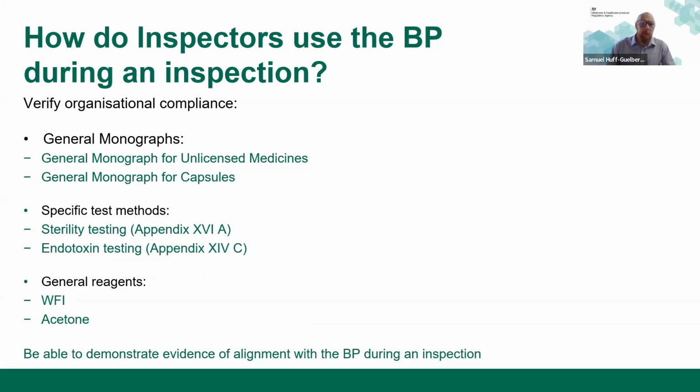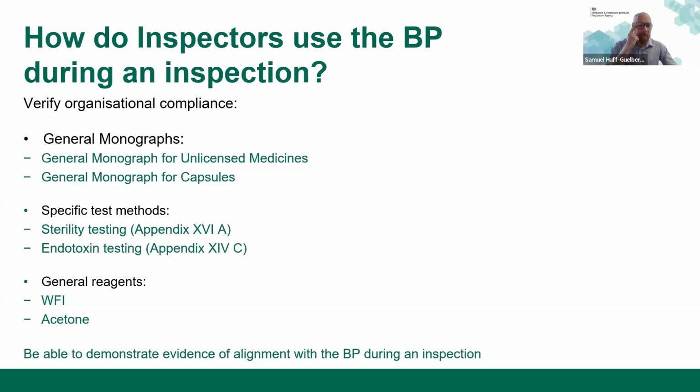So, how do inspectors use the BP during an inspection? The approach to the BP is the same as really any other area of inspection, and that really begins with the question, show me your compliance. The BP allows an inspector to verify organizational compliance in a number of areas throughout the PQS, or pharmaceutical quality system. A good place to start with this is with the general monographs, which can describe quite broadly the pharmacopoeia requirements for a given product type.